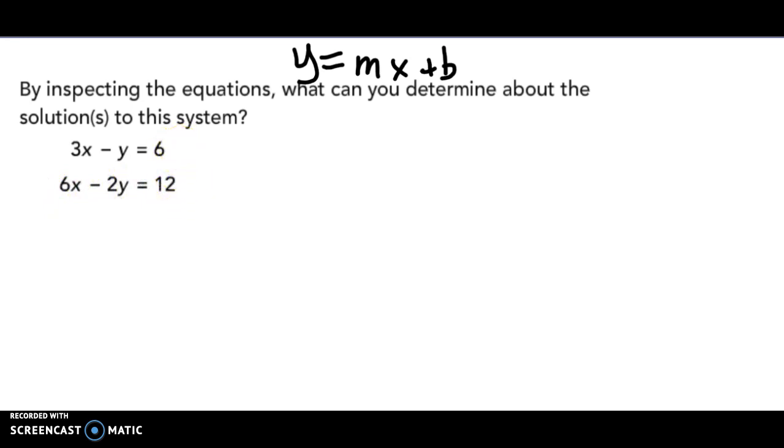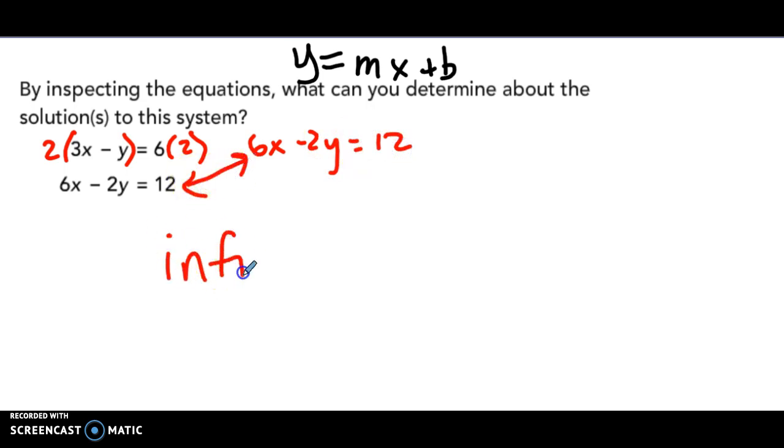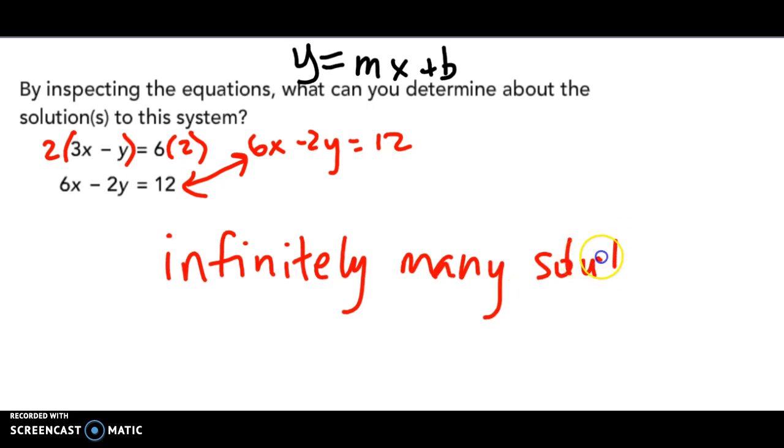So if I multiplied my top equation by 2, then this would become 6x minus 2y equals 12, which is the same as my second equation in the system. So since both of these are the same, I will say infinitely many solutions.